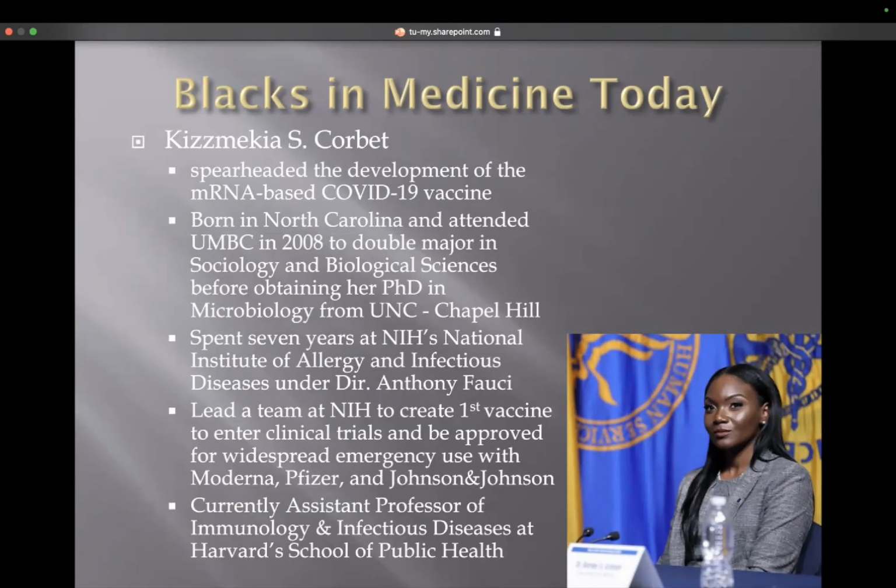She spent 7 years at NIH's National Institute of Allergy and Infectious Diseases under Dr. Anthony Fauci. Then she went on to lead a team at NIH to create the first vaccine to enter clinical trials and be approved for widespread emergency use, alongside Moderna, Pfizer, and Johnson & Johnson, which were the big three of COVID vaccines, as we know. She is currently an assistant professor of immunology and infectious diseases at Harvard School of Public Health.